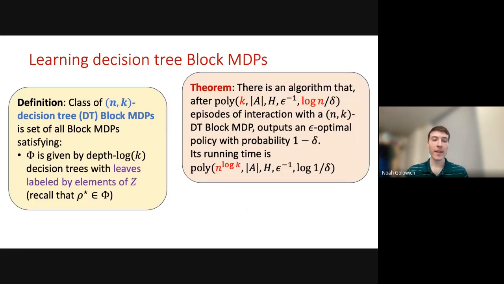Okay, so what our main theorem says is that we can efficiently learn the class of block MDPs. The sample complexity is a polynomial in the number of latent states k, as well as log n. And the number of episodes of interaction is n to the log k. So it's not quite polynomial in k and n, it's quasi-polynomial.